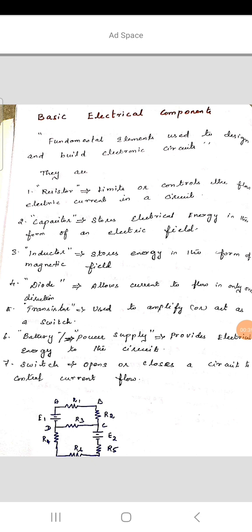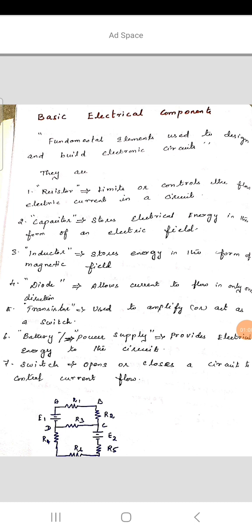So these are all components. Without these components we can't design a circuit, especially these 7 components, right? These are all building blocks, as we can consider them. The first component is the resistor, which will limit or control the flow of electric current in a circuit. Normally it opposes the electrical current.